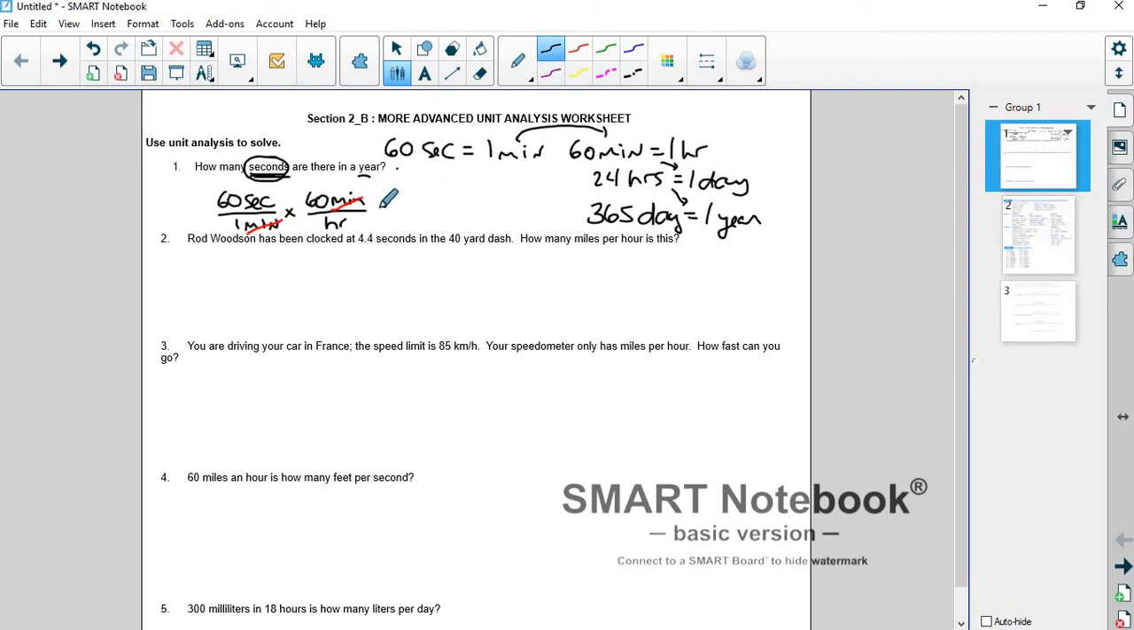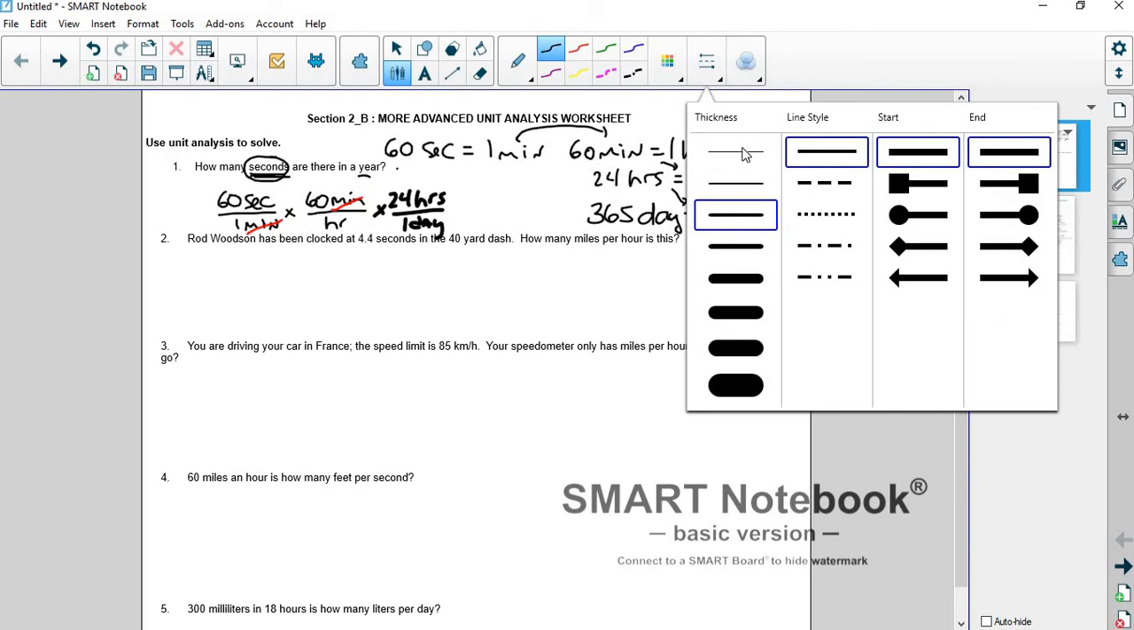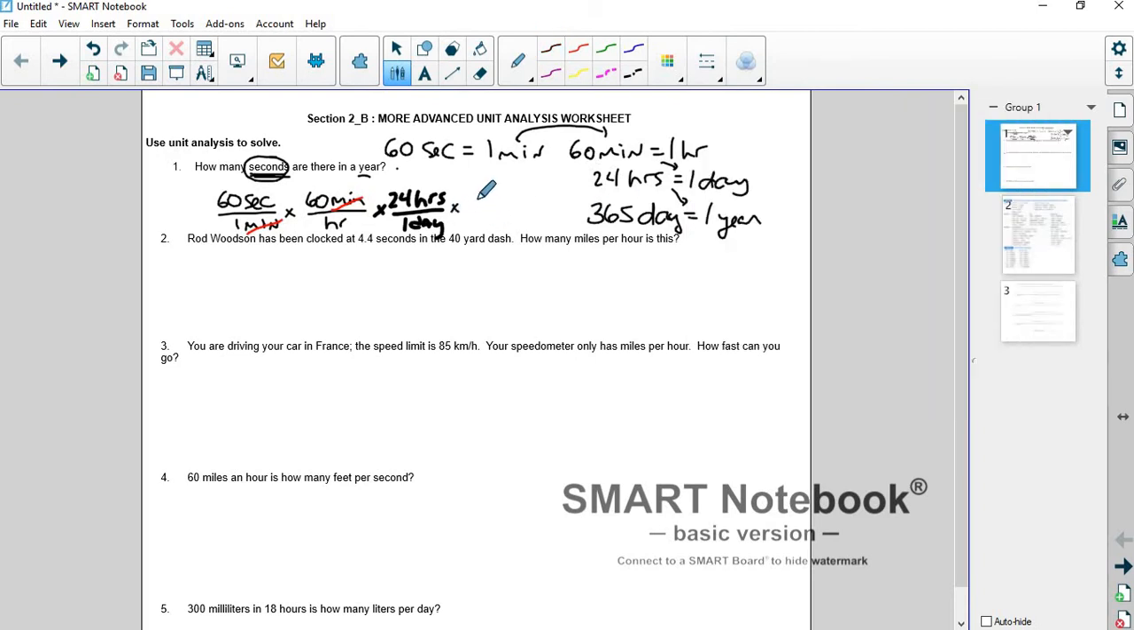That's not enough, obviously. I've got to go 24 hours in 1 day. Now, let me make that a little thinner. And then multiply by, these are times symbols, these are not X's, and then I have 365 days in 1 year. So hours divides hours, days divides days, and then I have all these numbers, 60 times 60 times 24 times 365.